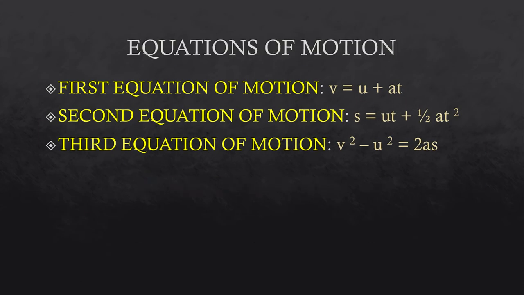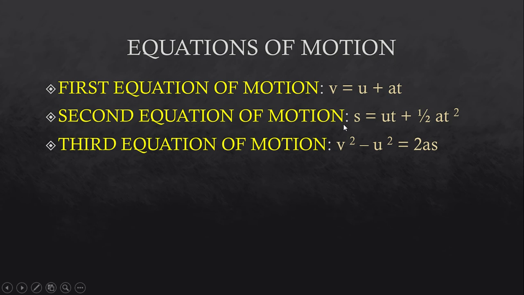We have learnt these equations of motion. There are three equations of motion, and each equation of motion has four different quantities. First equation of motion is v equals u plus at. If you know any three of these quantities, you can calculate the fourth one, as I have already told you.